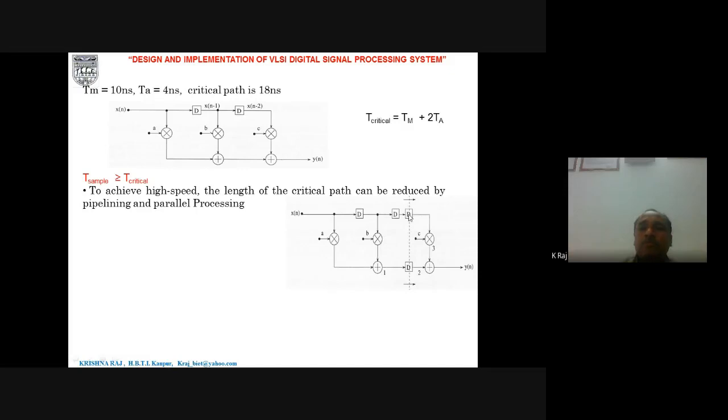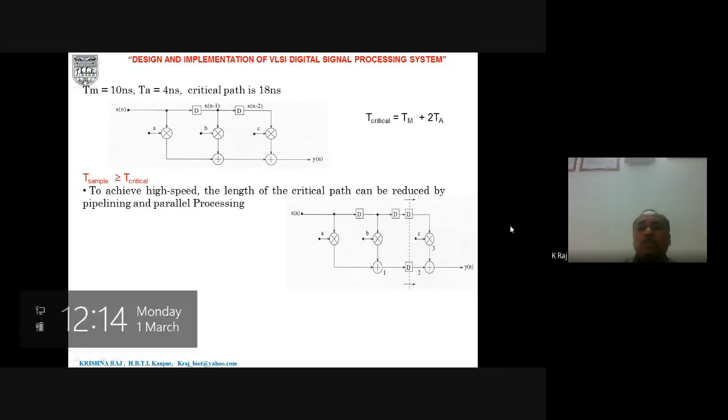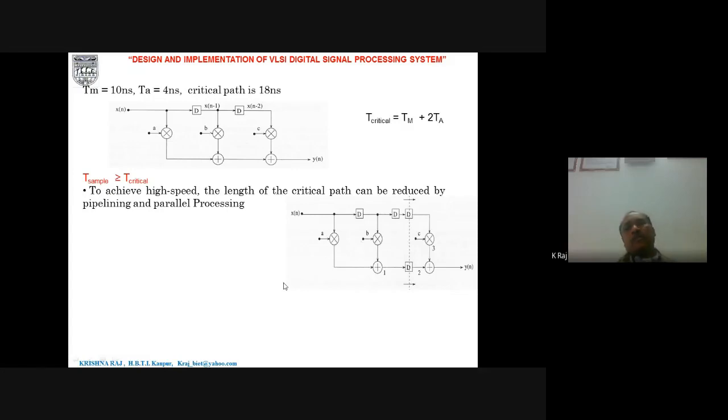So if we use one delay here, then the delay will be cancelled by the delay here, and this is one delay. Now we see that this longest path has been broken into two sections. The first one has the multiplier and the adder. This one also has the multiplier and the adder, and this also has the multiplier and the adder, because now we have to analyze the path from input to the energy storing devices, or energy storing devices to the output, or energy storing devices to the energy storing devices.